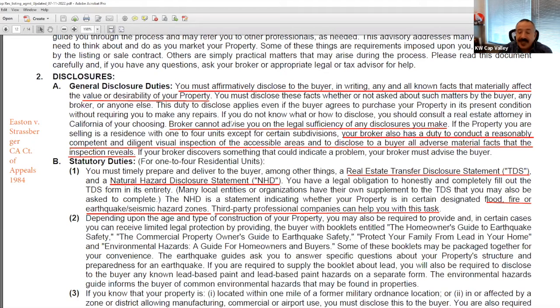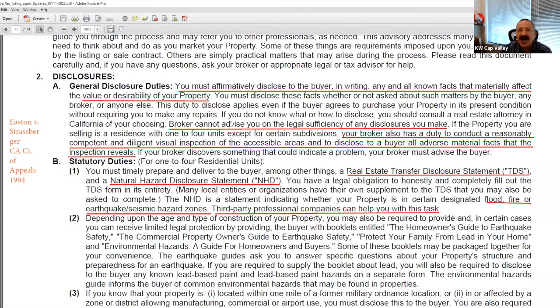Or, 3 years ago, we had a mold problem in our upstairs bathroom that had to be tested and professionally remediated. That's a general disclosure duty. What's the difference between a general disclosure duty and a statutory duty? Well, statutory disclosure duties are typically ones that are going to appear on a natural hazard disclosure statement.